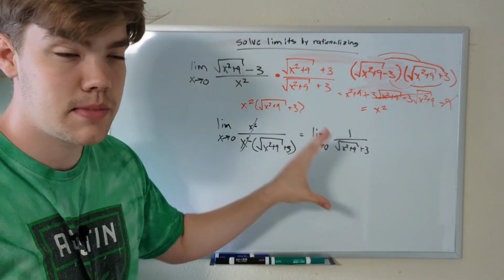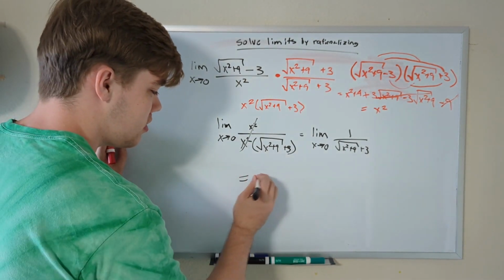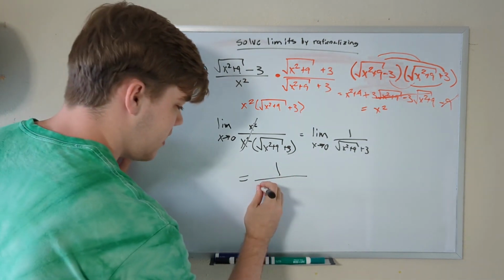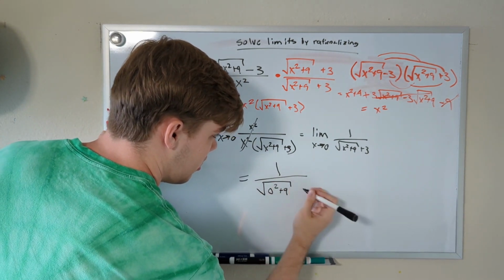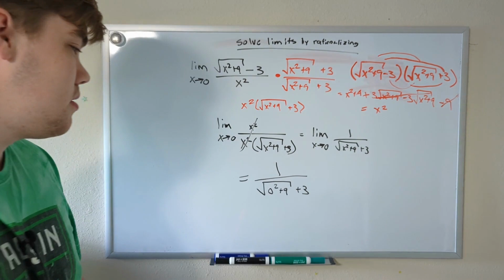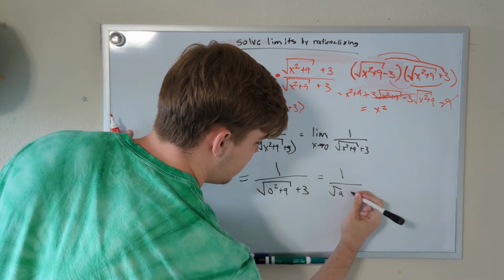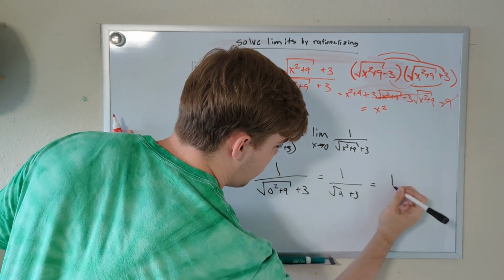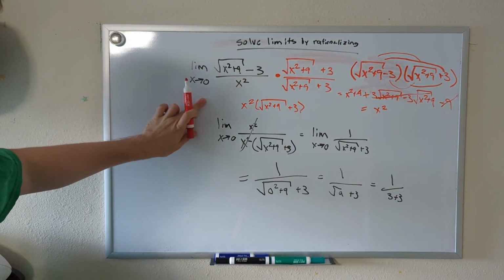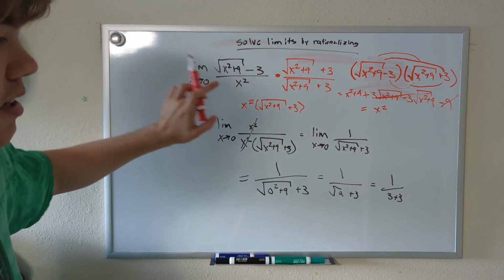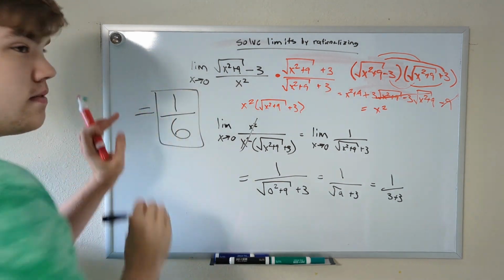So now that we have a much simpler function that will not equal 0 divided by 0, let's plug in 0 into our function. So this is now equal to 1, that doesn't change at all, divided by the square root of 0 squared plus 9, and then add 3 to that. So let's simplify this down. This is equal to 1 divided by the square root of 9 plus 3, which is equal to 1 over 3 plus 3. And our final answer for the limit as x approaches 0 of the square root of x squared plus 9 minus 3, divided by x squared, is equal to 1 over 6. And that is the limit.